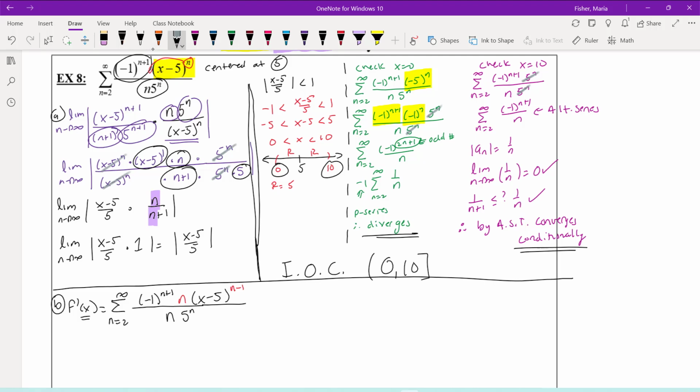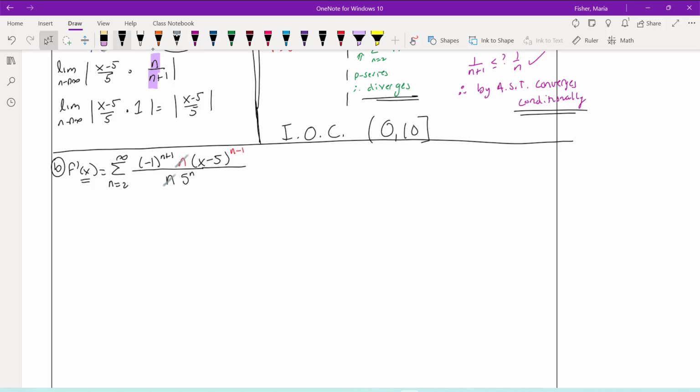Well, now I notice that my n's cancel, therefore this guy here is just going to equal the sum from n equals 2 to infinity of (-1)^(n+1) times (x minus 5)^(n-1) all over 5 to the n. And now what I need to do is determine what the interval of convergence is. Well, the nice thing is that I don't have to do the ratio test again. I just have to check the numbers 0 and 10. So I have to check 0 and 10 to see if I converge or diverge.